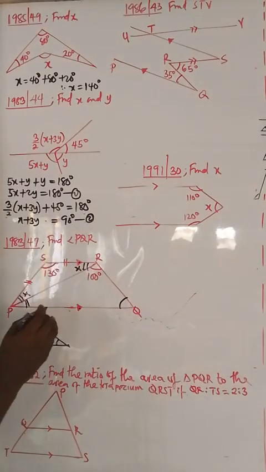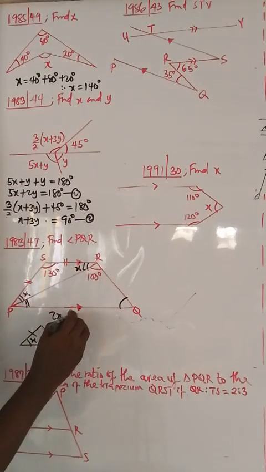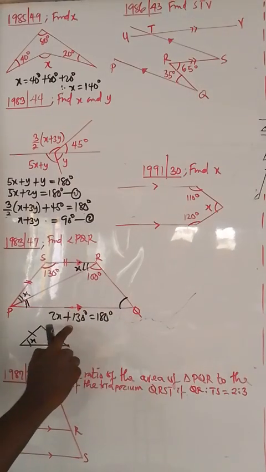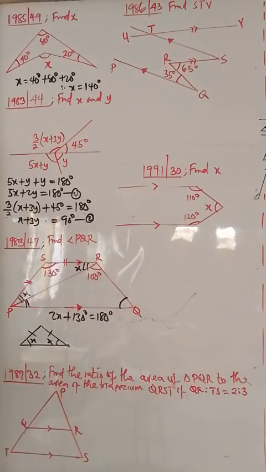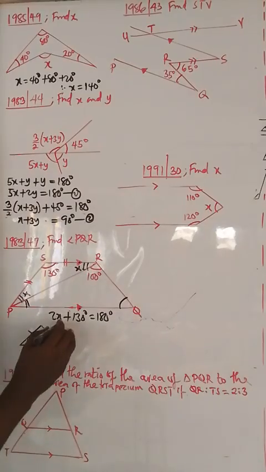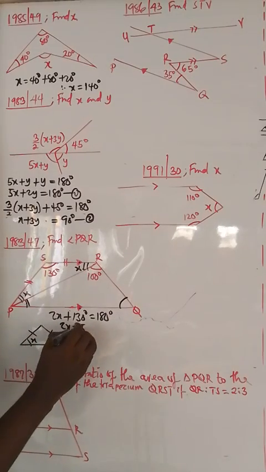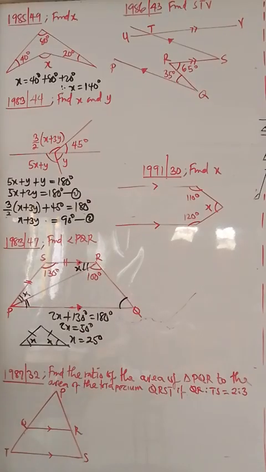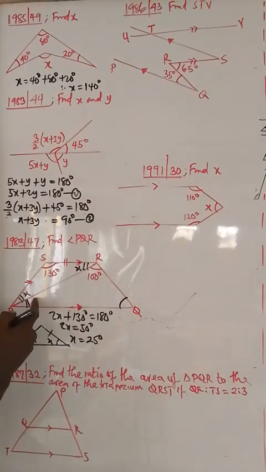So I'm going to triangle. x plus x is 2x, plus 130 equals 180. 180 minus 130 will give us 50. So it means 2x equals 50. Then x equals 50 over 2. x is 25 degrees. So it means this angle is 25.